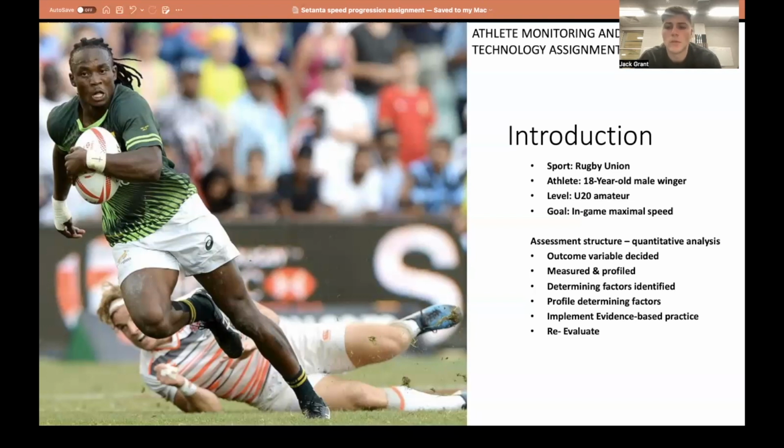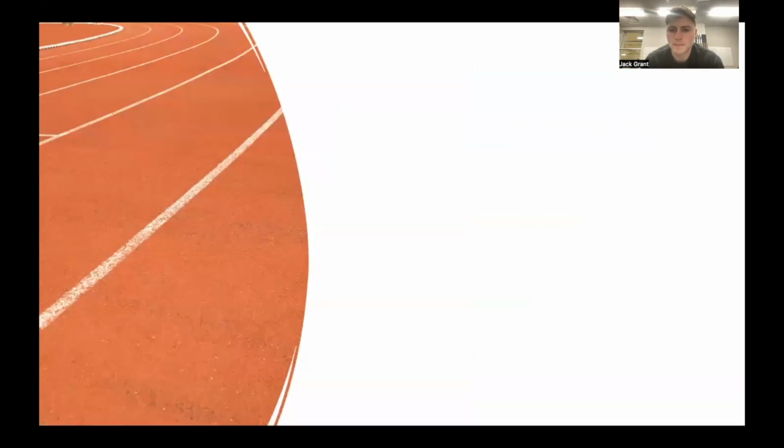The assessment structure used quantitative analysis to identify the outcome variable and then measure and profile it using testing and that normative data comparison. Determining factors were identified through the use of a theoretical model. These were then also measured and profiled through testing and normative data comparisons. And then there was research done to find evidence-based practice to implement in a 4-week program. This was then all reevaluated by testing to see if there was positive or negative results and why.